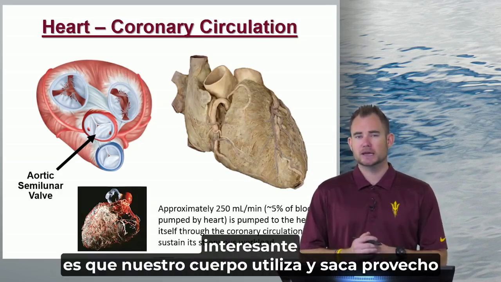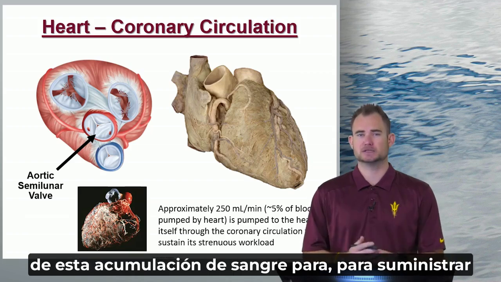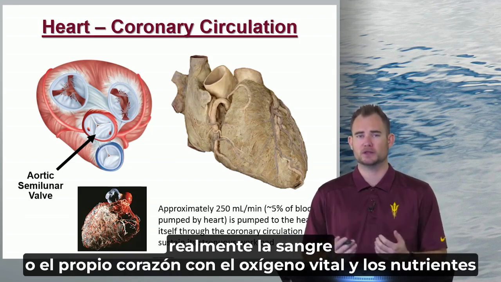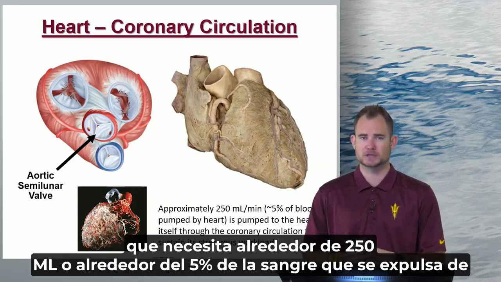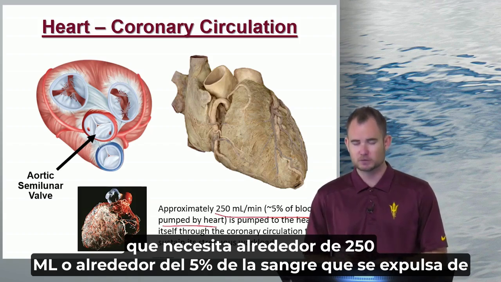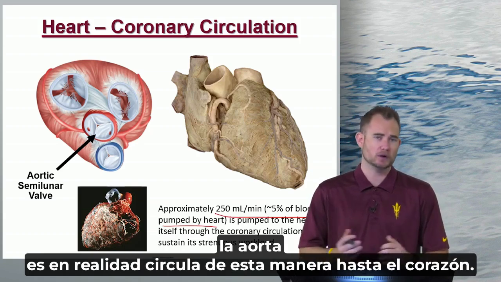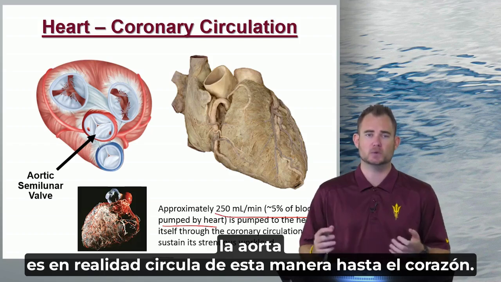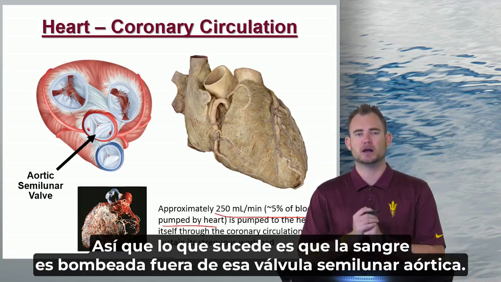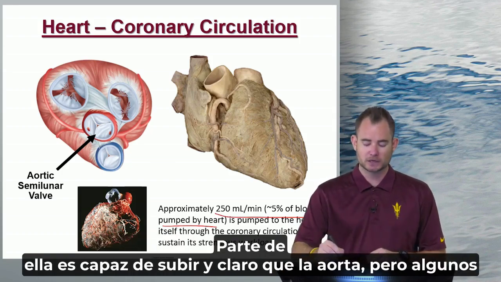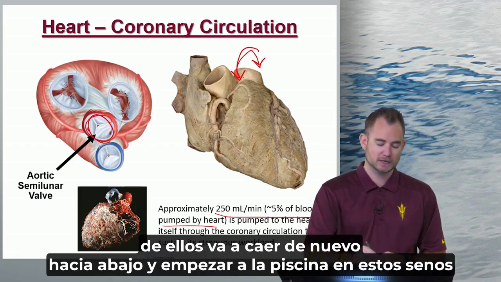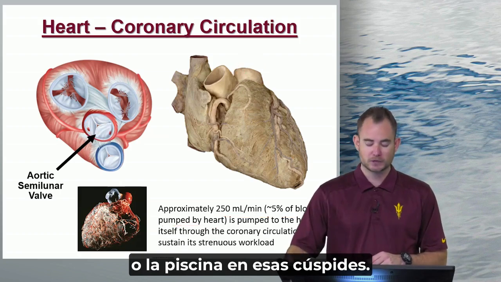Now, the interesting thing is our body uses and capitalizes on this pooling of blood to actually supply the heart itself with the vital oxygen and nutrients that it needs. Okay? About 250 milliliters, or about 5% of the blood that is ejected from the aorta, is actually circulated this way down into the heart. So what happens is blood is pumped out of that aortic semilunar valve. Some of it is able to come up and clear that aorta, but some of it's going to fall back down and start pooling in these sinuses, okay? Or pooling in those cusps.